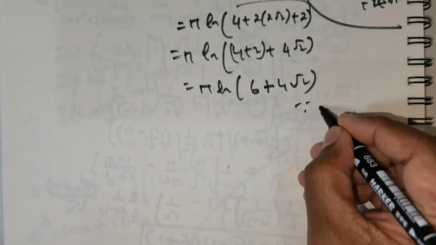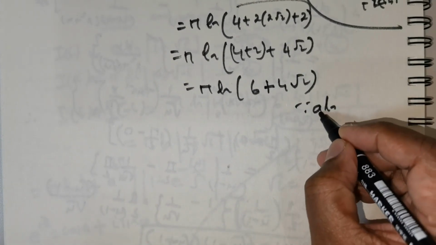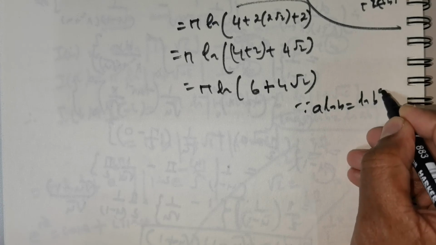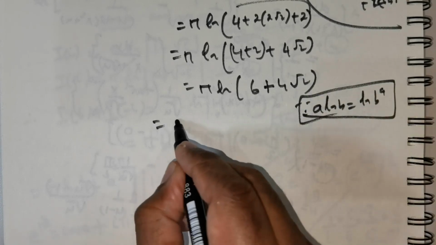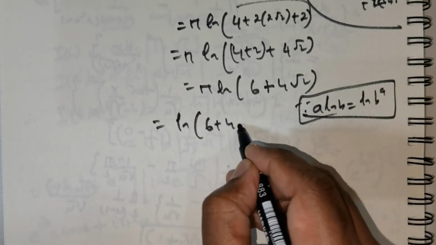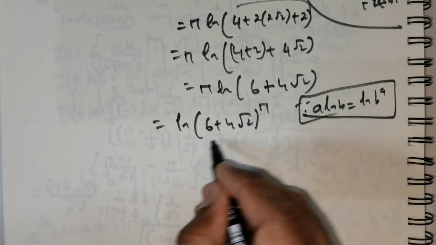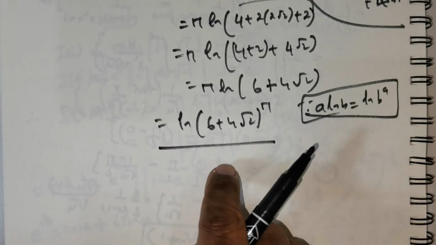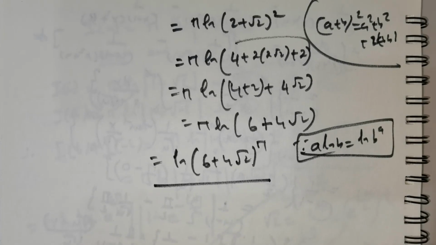But we can utilize the same thing. We know that a times ln b is equal to ln of b raised to the power of a. If we were to utilize that, this is going to be ln of (6 + 4 times the root of 2) raised to the power of π. What is this? This is the required solution for this question.